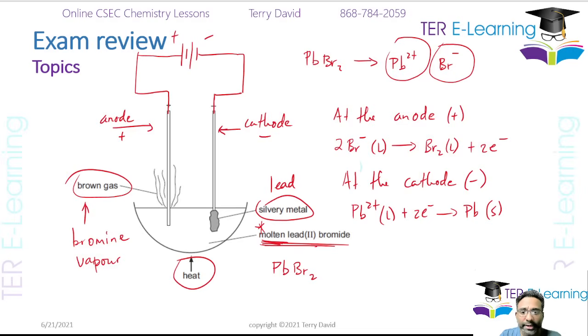For this particular one here, my electrodes are graphite. I'm using graphite electrodes in this one. So we're using graphite electrodes for both. This is electrolysis of what we call a molten halide.